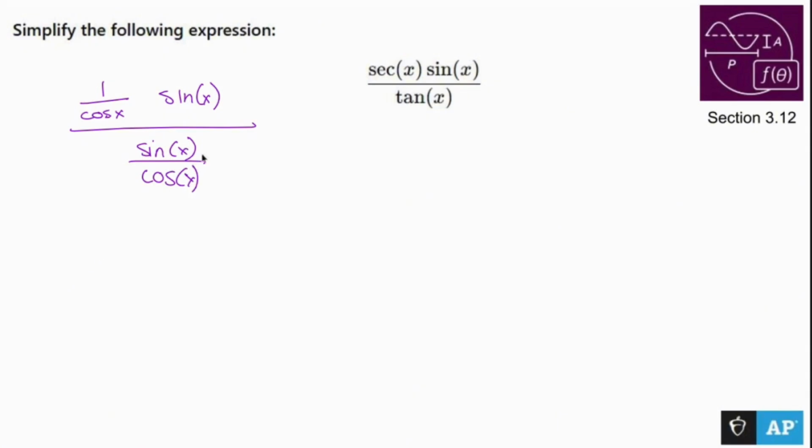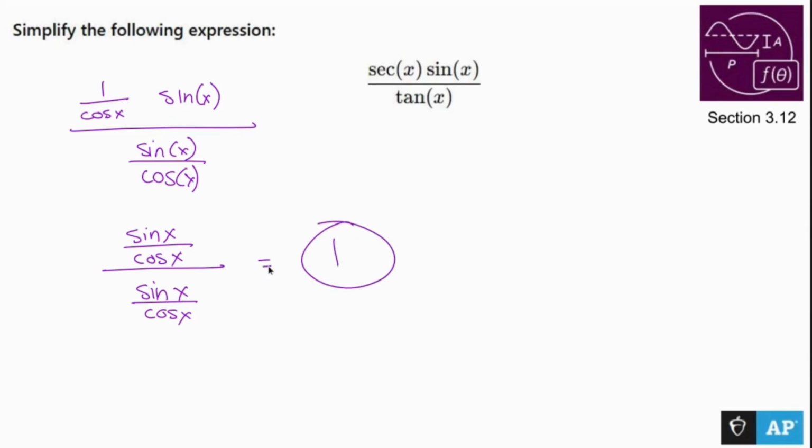All right, so what can I do? Well, I have a fraction over a fraction. So what happens here is if I wanted to combine these, I would get sine x over cosine x. So this is me just taking one extra step. And wait a minute. Sine x over cos x over sine x over cos x. Last time I checked, something divided by itself is 1. Isn't that interesting?